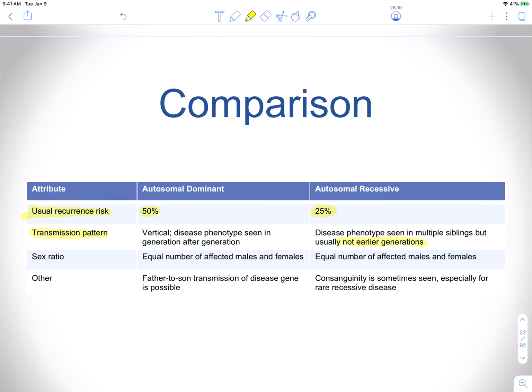The sex ratio is equal numbers of affected males and females. It doesn't change because we're autosomal, so dominant or recessive, you should have equal numbers. Other notes: father to son transmission is possible. So this will be one way to determine if it's X-linked or autosomal, if you see father to son transmission. And for recessive, a lot of times it's consanguinity.